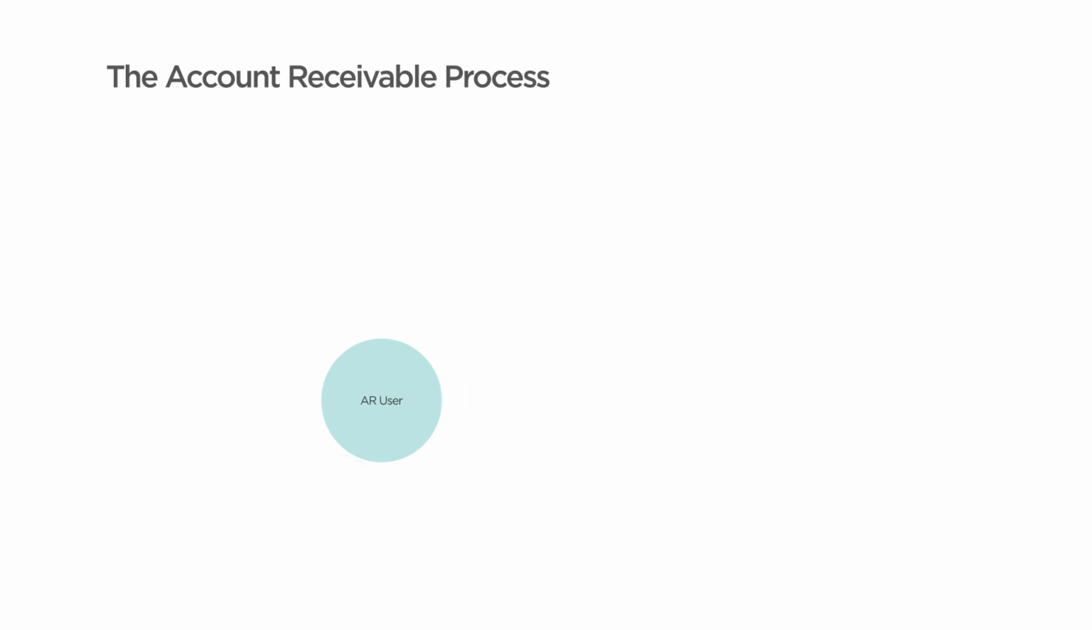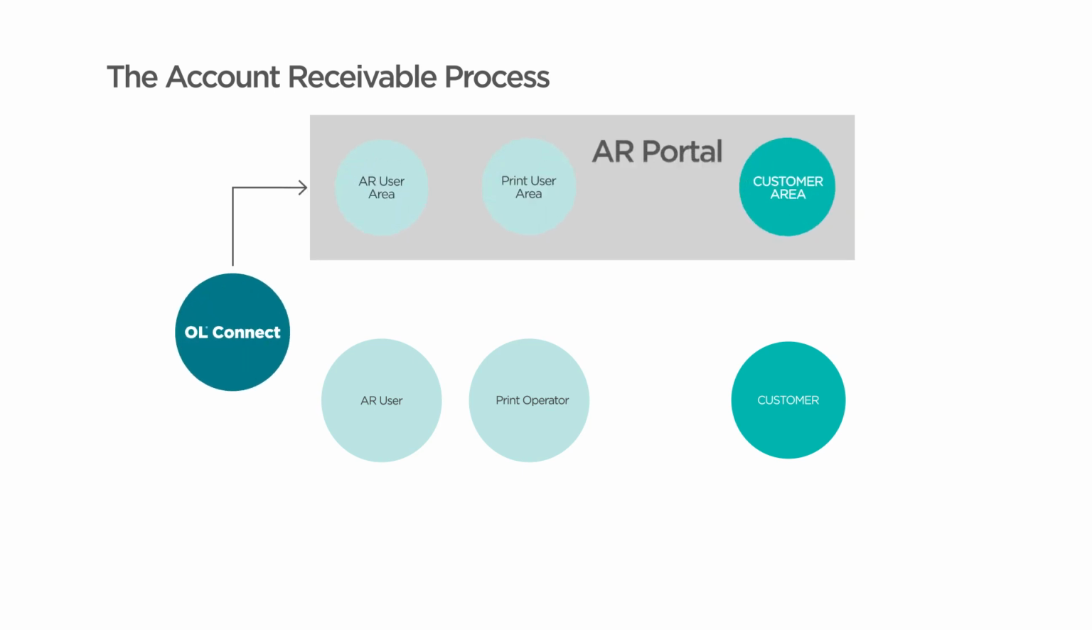The 3 key users are the accounts receivable user, the print room operator, and the customer. And they all have access to their own user areas in an accounts receivable portal produced by Connect. So first, any customer that has been given access is able to log in to view or download their invoices. They will also be able to set their own communication preferences, which will apply whenever an invoice is produced by the AR user. An invoice is produced by Connect from print data from your current line of business system without the need to make changes to it.